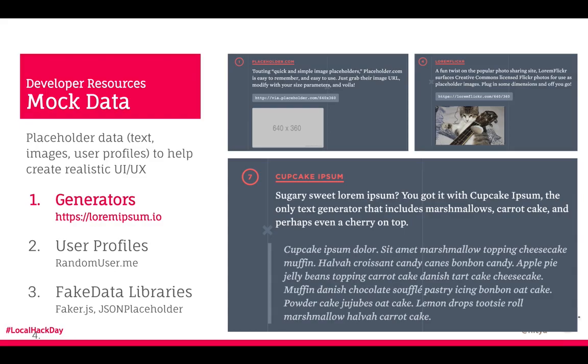So the first thing is, if you're building a mobile app, you probably have screens, many screens that need to show realistic data. So we already talked about from a design perspective where you could get things like images, etc. But what if you want to build them, right? First is this thing called generators. There are many generators on there. Lorem Ipsum is a great one.